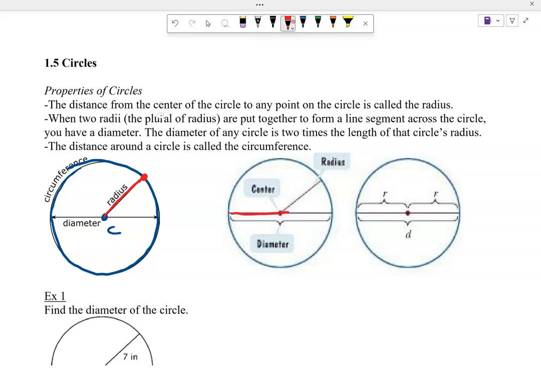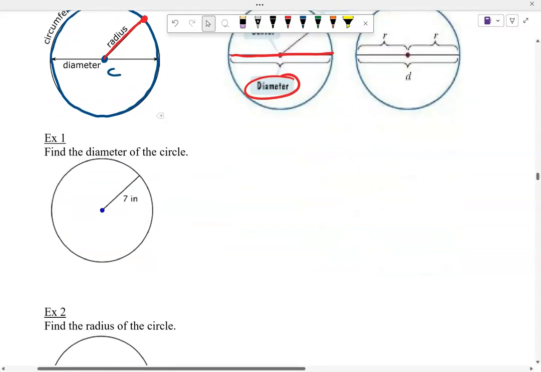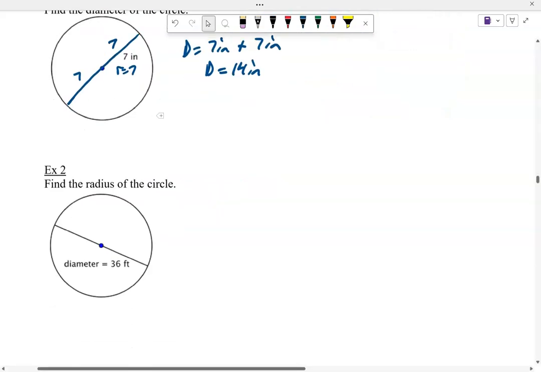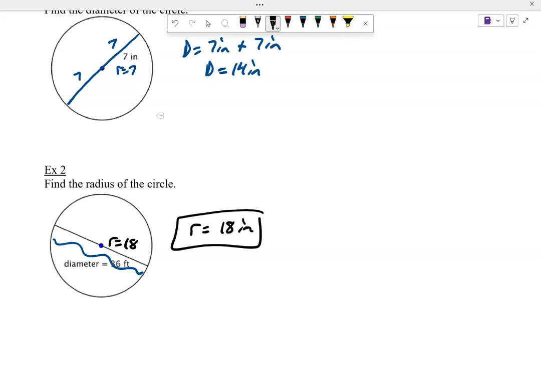Double the radius is our diameter. 2r makes up our diameter, r plus r, 2r. So let's go ahead and find the diameter if you're given the radius. Well, if the radius is 7 inches, then all the way across would be 7 plus 7. So we would just have 14 inches, of course, right? If you're given a diameter, all the way across, of 36, half of that would just be a radius of 18 inches, right?